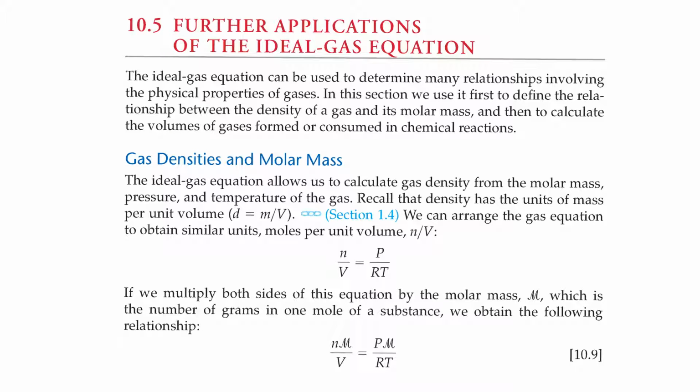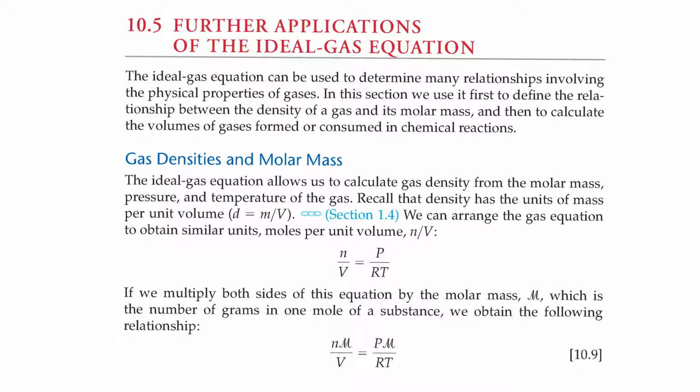Section 10.5 Further applications of the ideal gas equation. The ideal gas equation can be used to determine many relationships involving the physical properties of gases. In this section, we use it to first define the relationship between the density of a gas and its molar mass, and then to calculate the volumes of gases formed or consumed in chemical reactions.